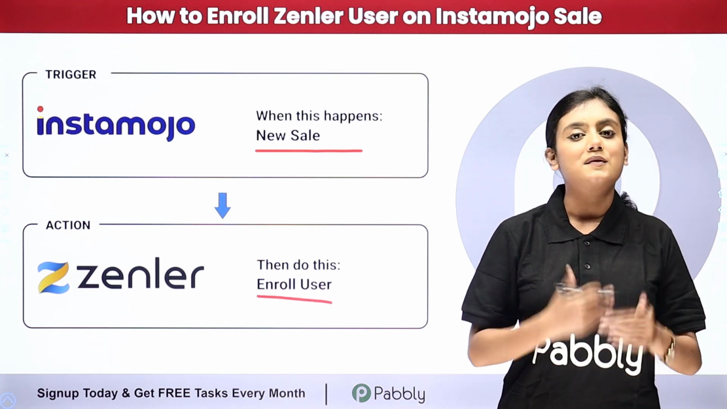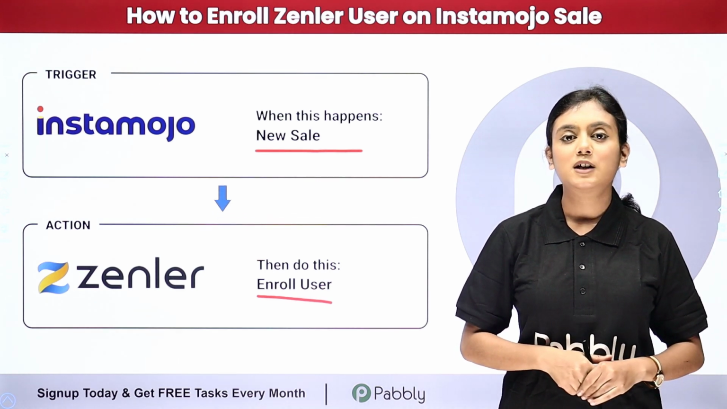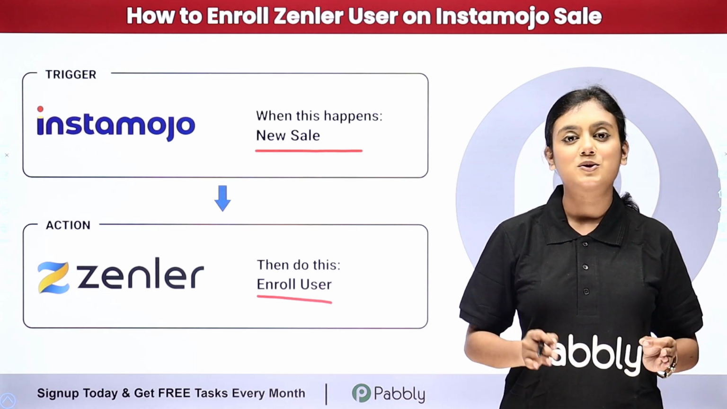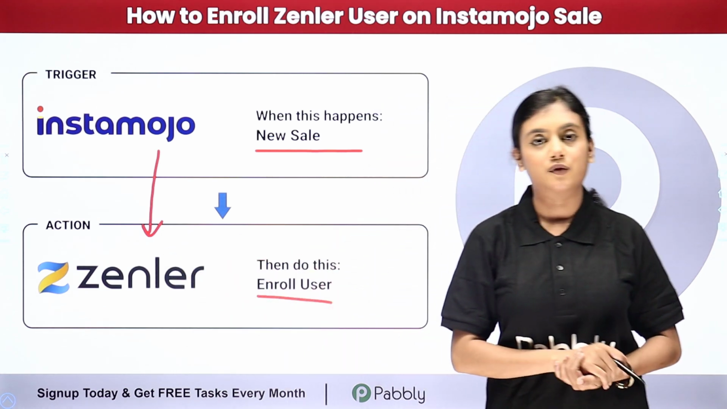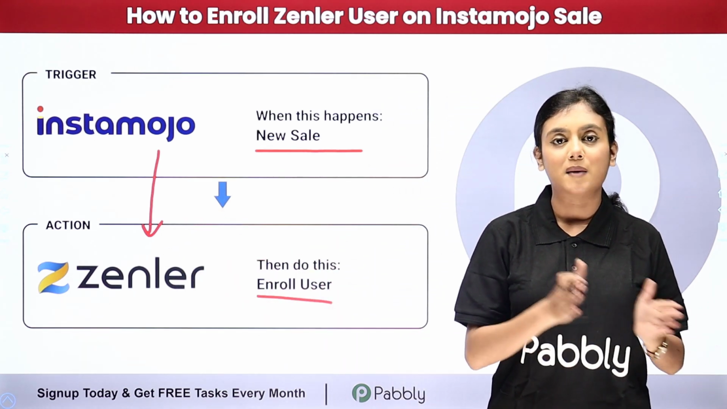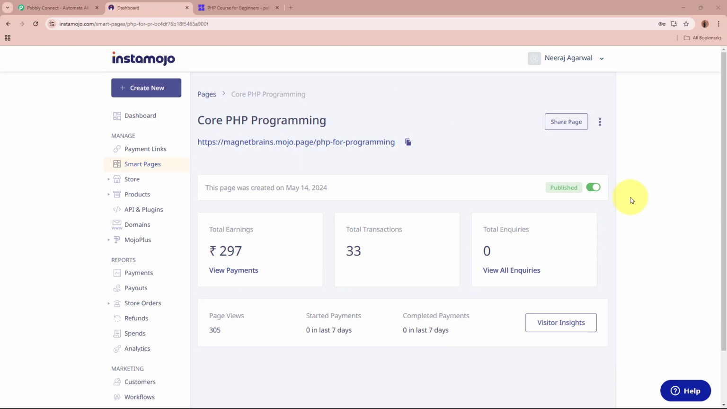So what I've done is I've simply automated this entire process with the help of Pabbly Connect, which is an amazing automation and integration software. And in this automation, I'm going to build a connection between Instamojo and Zenler with the help of it. So if you also want to learn about this amazing automation process step by step, let me take you to my screen. In this video, we're going to learn how to enroll a Zenler user on an Instamojo sale.